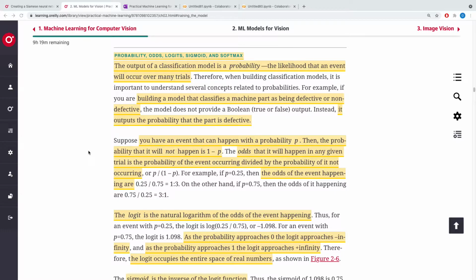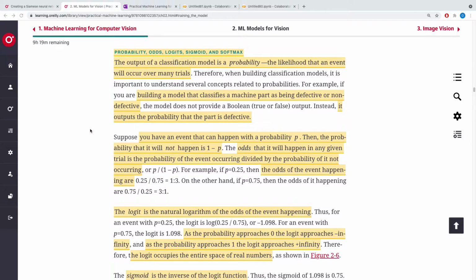Probability, as you know from high school math, ranges between 0 and 1. If our model says the probability is 0, then that means it's saying it's not possible for that particular event to occur. And if the probability is close to 1, that means there's a high likelihood that event will occur. So a model that classifies a machine part as defective or not defective will just output the probability that the part is defective.